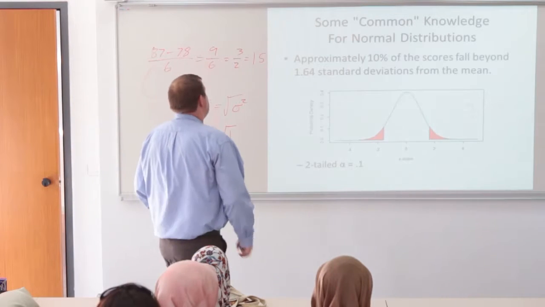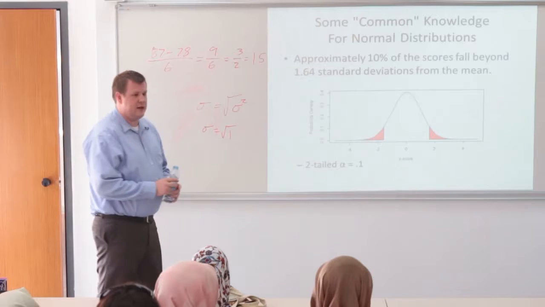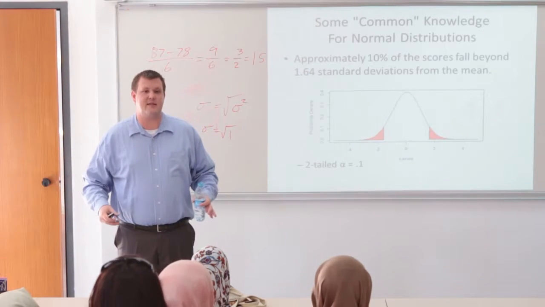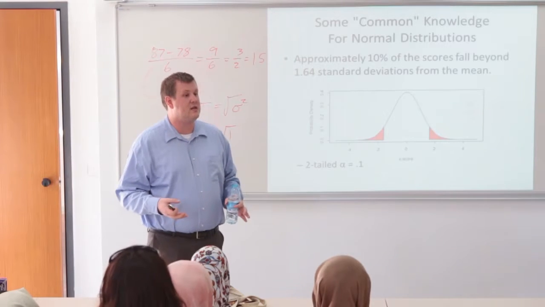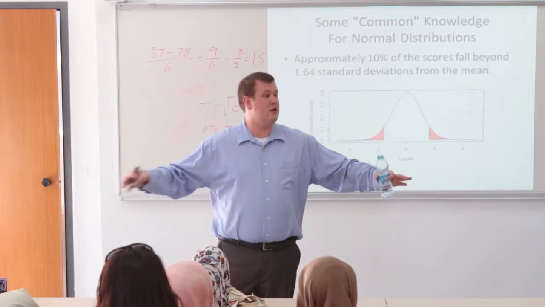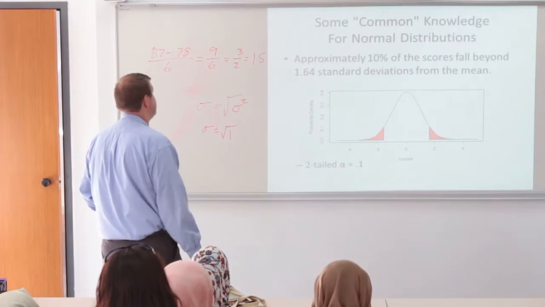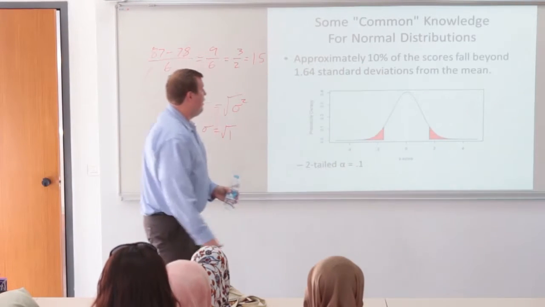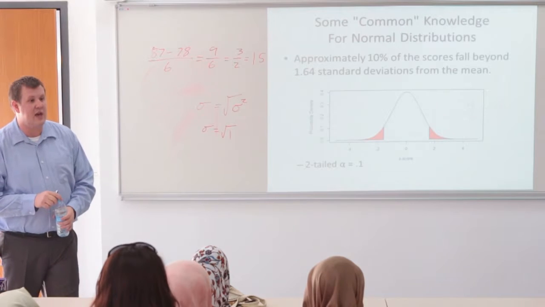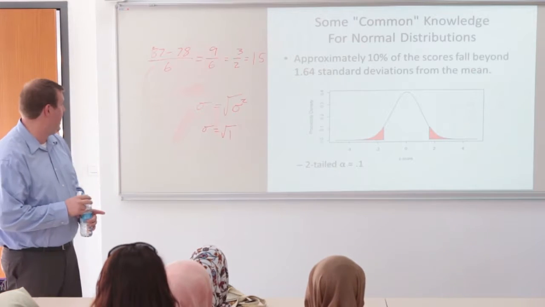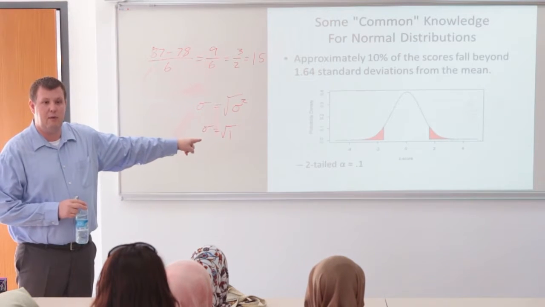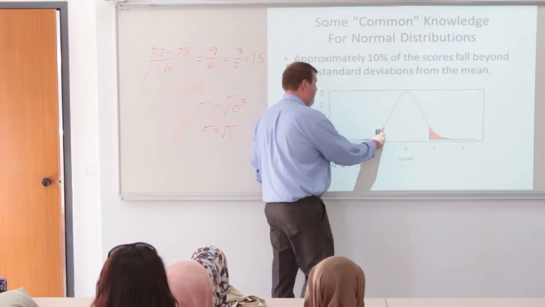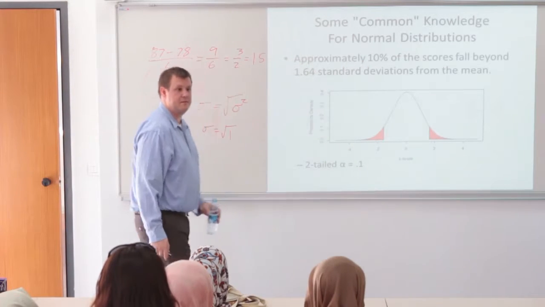All right, some other common knowledge. Now, instead of looking at what different standard deviations cut off, let's ask how many standard deviations you need to cut off a certain amount of information. Approximately 10% of the scores fall beyond 1.64 standard deviations of the mean. So this would be like a 2-tailed alpha of 0.1. 5% is over here, 5% is over there.